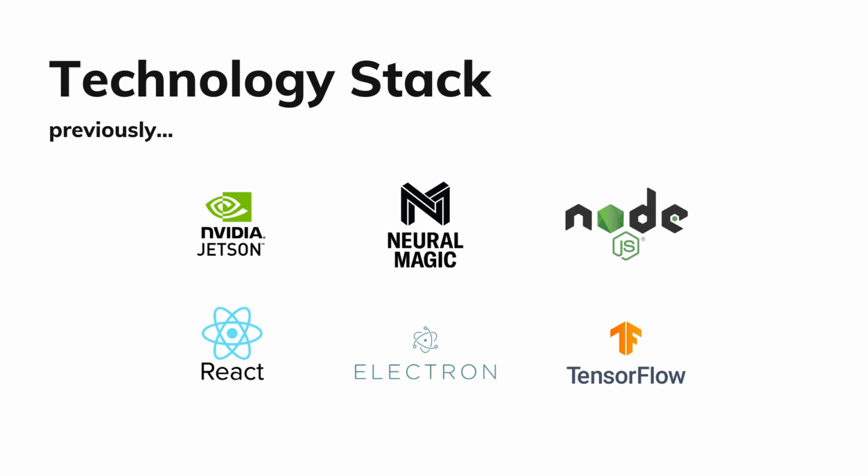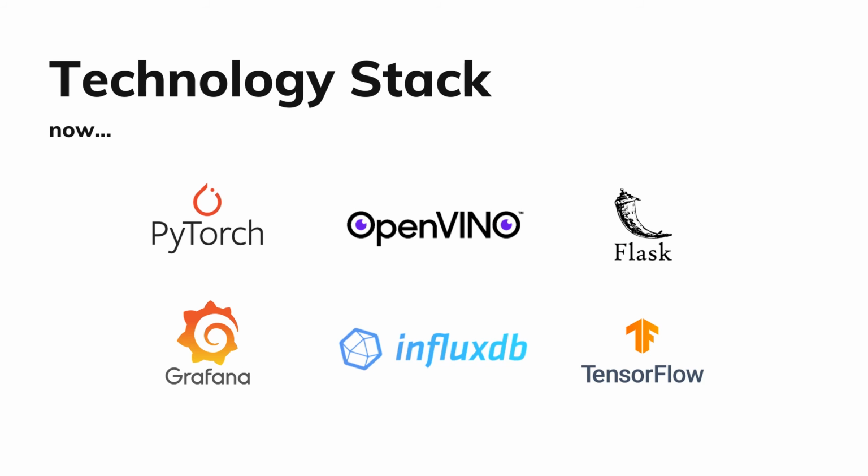Now we move on to the discussion of the technology stack that we are using. But first, to set the stage, we'd like to discuss the technology stack that we were previously using, which primarily relied on NVIDIA Jetson with an application built on a React and Electron frontend, utilizing model optimizations by both Neural Magic and TensorFlow. Now we can see that we primarily rely on Intel's OpenVINO toolkit as the primary runtime for our machine learning models, which are then run on a Flask web app supported by Grafana and InfluxDB, where the models primarily are either using PyTorch or TensorFlow.